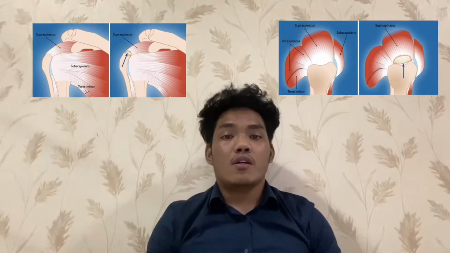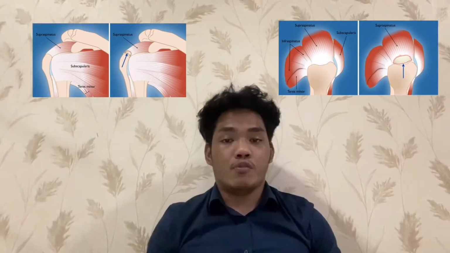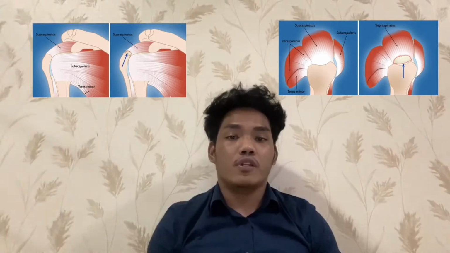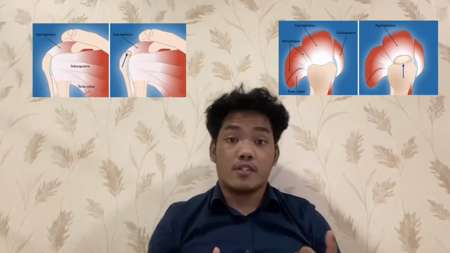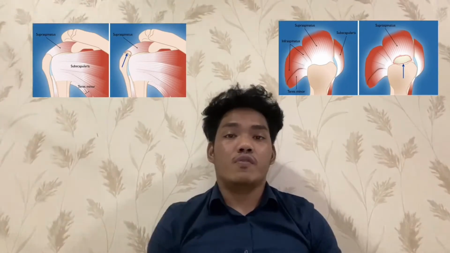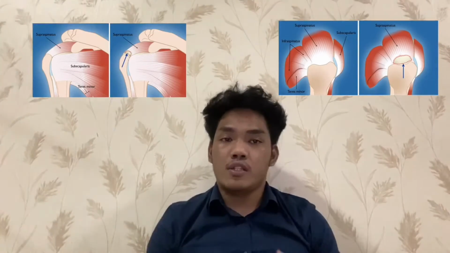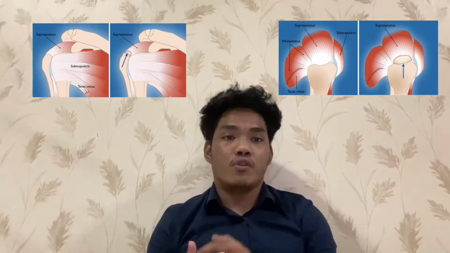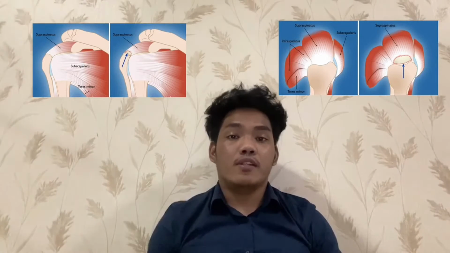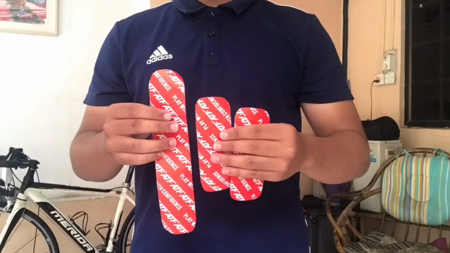A partial tear happens when one of the muscles that form the rotator cuff is damaged, and a full thickness tear happens when the tendon is totally separated from the bone, which can also be called a complete tear. For kinesiotaping for rotator cuff injury, it requires 1 full kinesiotape and 2 half kinesiotapes.